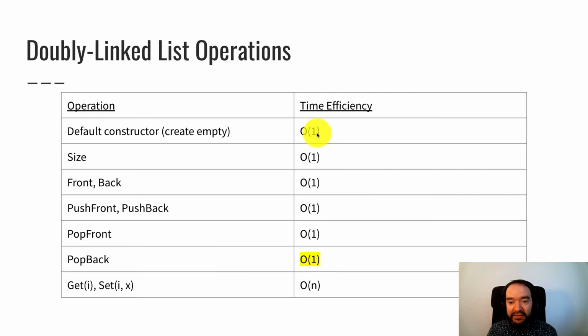Okay, here's the analysis of all these operations. So everything here is constant time except for get and set by index. The default constructor is constant time, no looping. Size is an accessor that takes constant time. Front and back just follow one or two pointers, so they're constant time. PushFront and PushBack call that add node before, which took constant time, so therefore they're constant. PopFront and PopBack also call remove node, and remove node is constant time. Importantly, PopBack is now constant time. That was one of the major goals of doubly linked list. Finally, get by index and set by index are linear time. There's really no way around that with a linked list because we have to skip nodes.